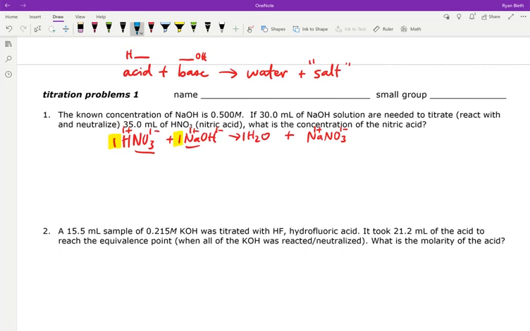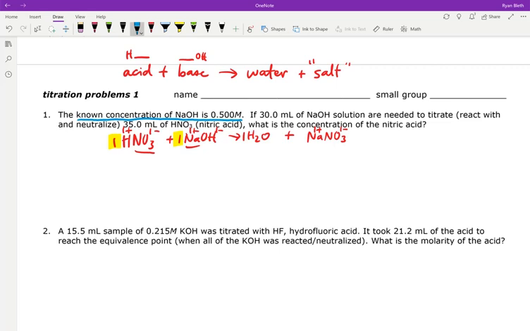So to solve this now, we're going to start with the thing that we know about. It tells us right away the known concentration of NaOH is 0.500 molarity, or moles per liter. And it's going to end on the unknown. What is the concentration of the nitric acid? We're going to need to start with the thing that we know about. We know about the NaOH.